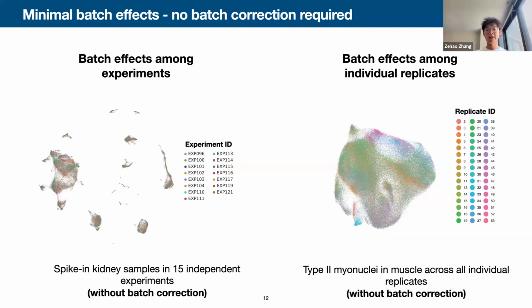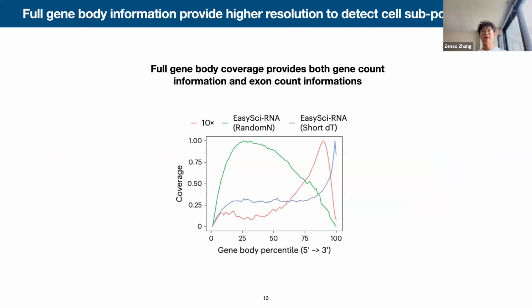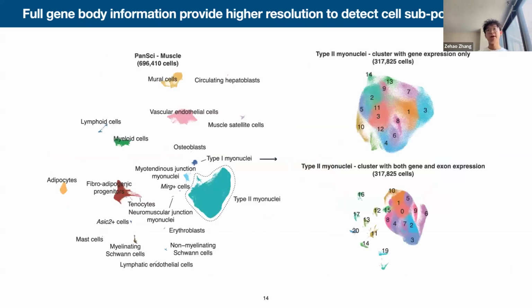Another advantage of the PanSci dataset is that, as I demonstrated before, EasySci gives us full gene body coverage, which provides both gene count and exon count matrix information. And I'm combining these two different layers of information for subclustering analysis. Here I'm showing that for each organ, we annotate the main cell types, and for each main cell type, we zoom in and use both gene and exon information to identify subpopulations that may be interesting for aging discovery.